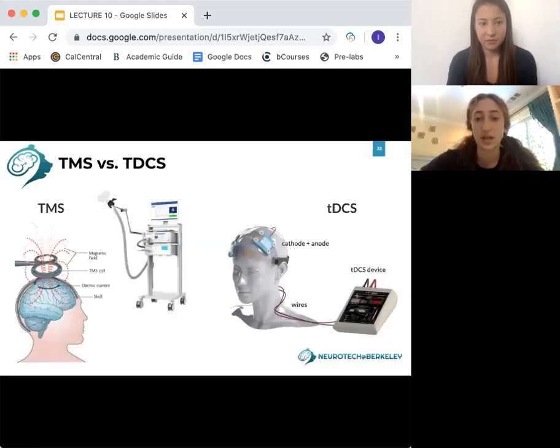So you can see on this slide, we outlined a few of the differences between these two stimulations. Here we have an image for you to visualize what these look like. Essentially what I just described: on the left we have TMS, and you see that there's a large magnetic field above the patient's skull, and then for TDCS, you see that they're fit with a cap, which has electrodes.